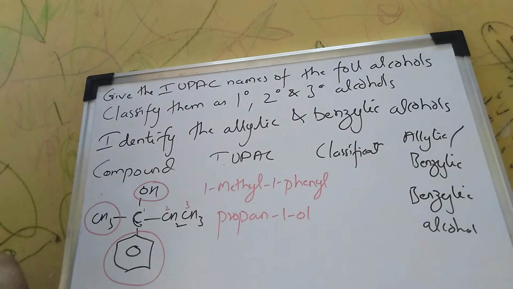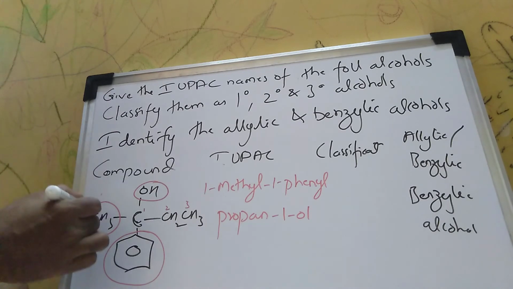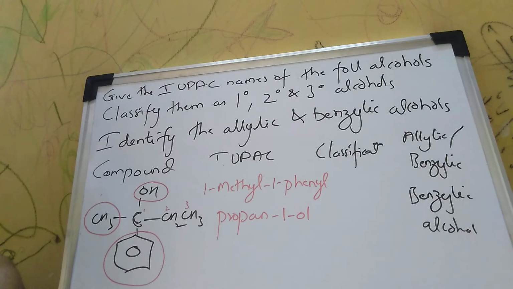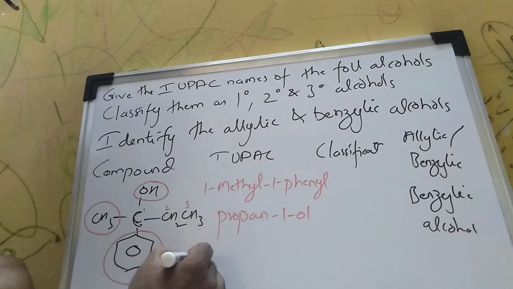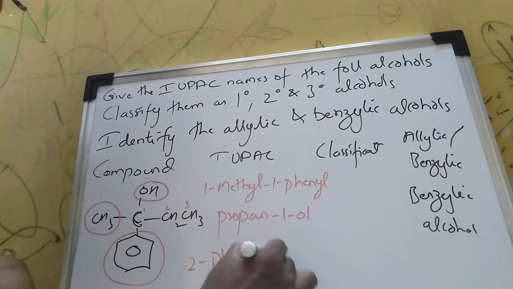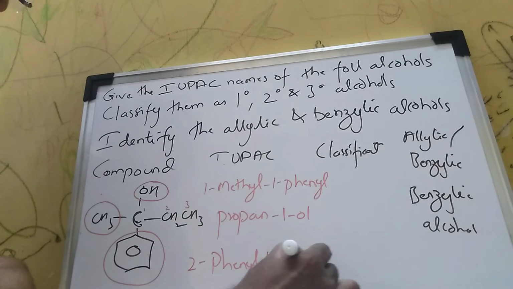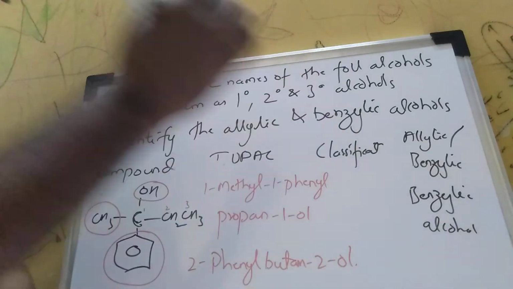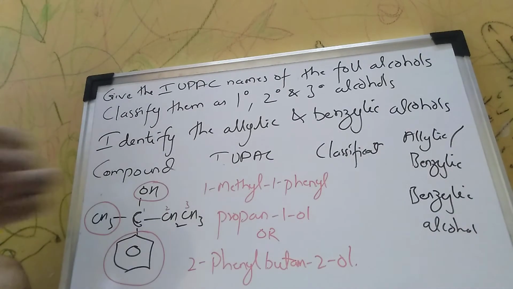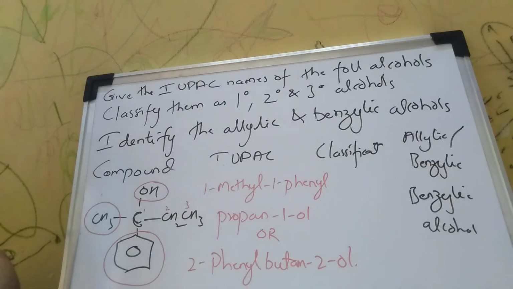Another way, it can be named in a different manner, you can start counting from here, 1, 2, 3, 4. Butane means butan. This is the substituent, 2-phenyl, butan-2-ol. So the same compound can be named in two different manners.